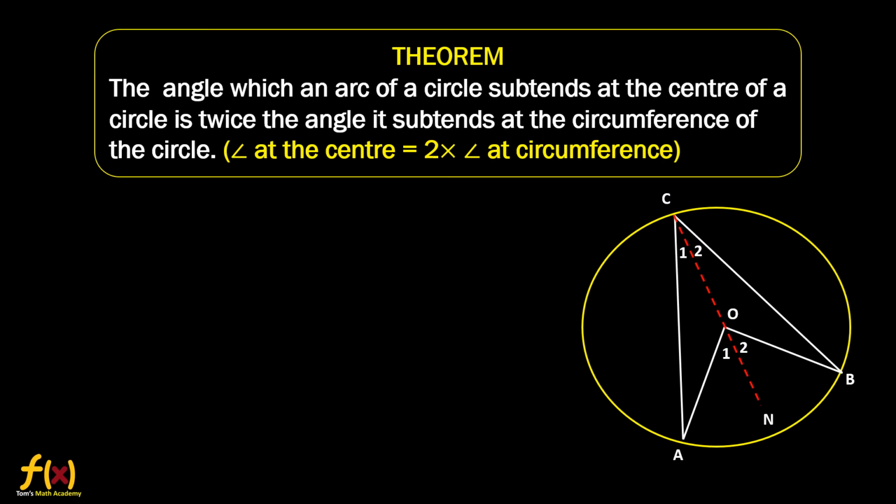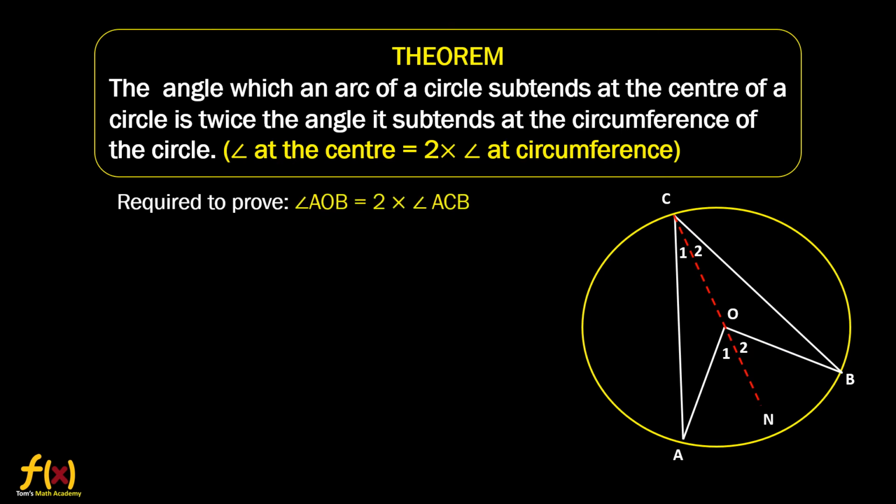What is our theorem? The angle which an arc of a circle subtends at the center of a circle is twice the angle it subtends at the circumference. What is an arc? AB is an arc. This arc AB subtends an angle at the center, AOB. The same arc subtends another angle on the circumference, that is ACB. So the theorem says angle AOB equals 2 times angle ACB. That is the proof we have to make.